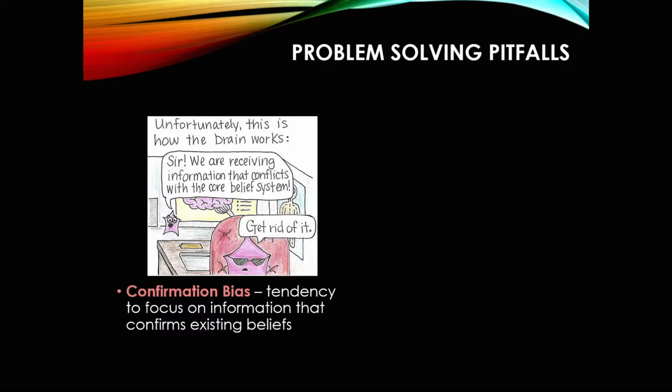So unfortunately, this is how the brain works. We've got this cell saying, "Sir, we're receiving information that conflicts with our core belief system." And another cell says, "Get rid of it." Right? So this is something that is very hard to control. It's an automatic process that when you take in information, we tend to focus on the stuff that confirms what we think already. So we feel valid as people.